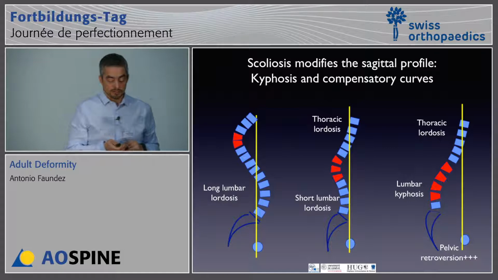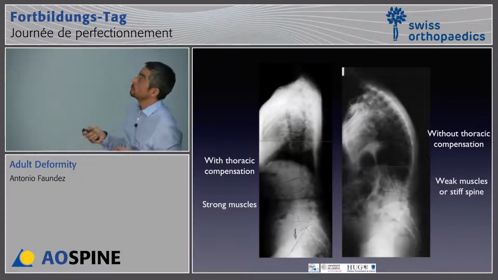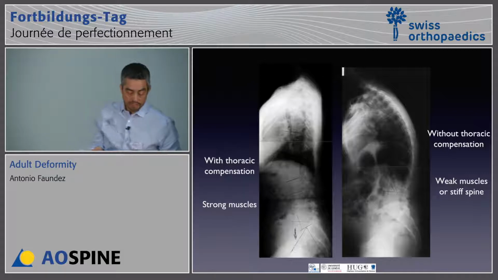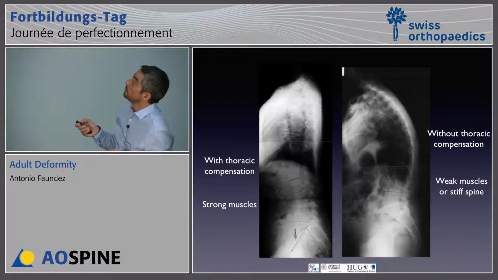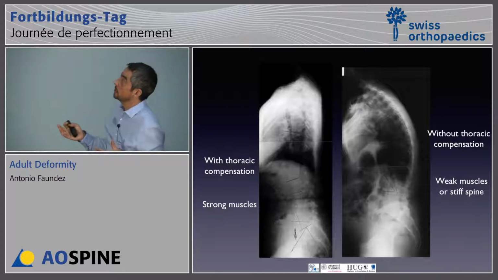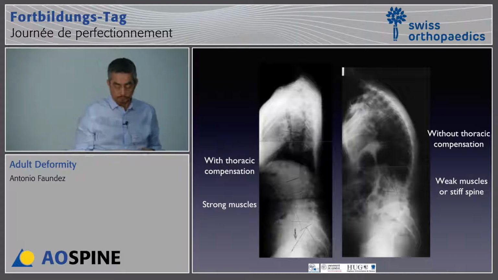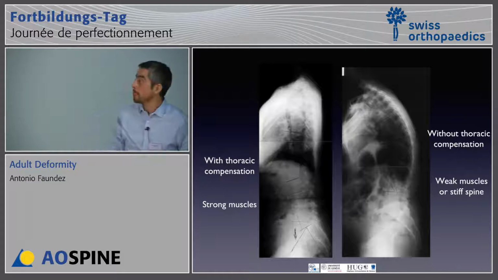always the case. For example, here you have a patient with thoracic compensation due to a strong musculature. And on the right side, you have a patient with very weak muscles or stiff spine, only bending x-rays, and your clinical examination will show you that. So this patient has a very important kyphotic deformity.